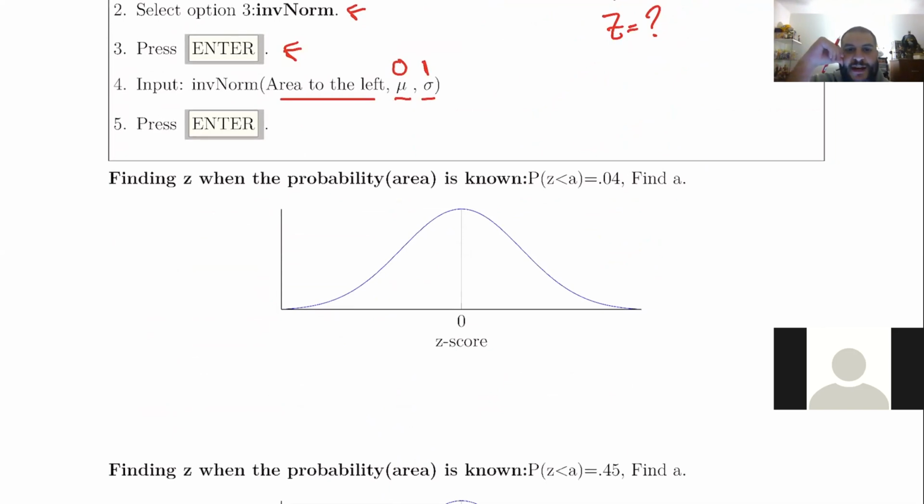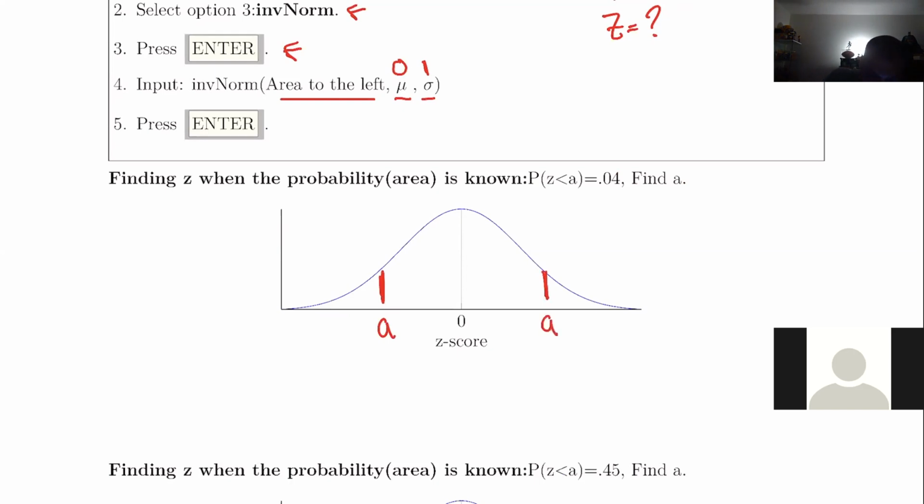If you look at this next one, it says finding Z when the probability area is known. We want to find the probability Z less than A is equal to 0.04. You want to find A. Technically there are two ways you could draw this. Your A could either be over here or over here.